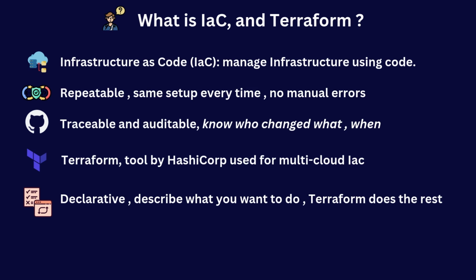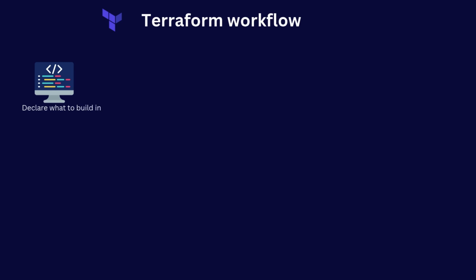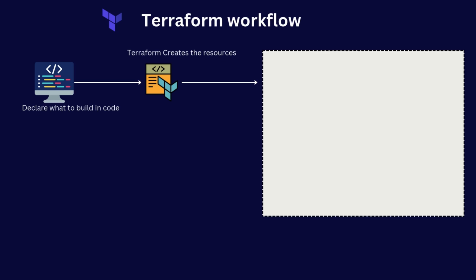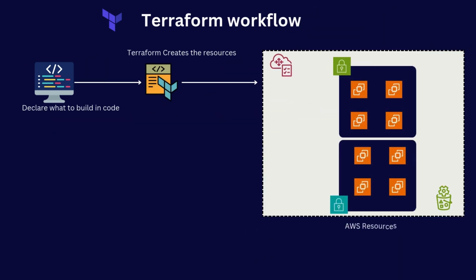Let's take a look at the Terraform workflow. So this is the Terraform workflow. You declare what you want to build in Terraform configuration files. Terraform takes the code, validates the syntax, and calls the AWS API to create resources. Terraform evaluates the dependencies between your declared resources and creates them in the correct order. For example, your VPCs before your subnets.